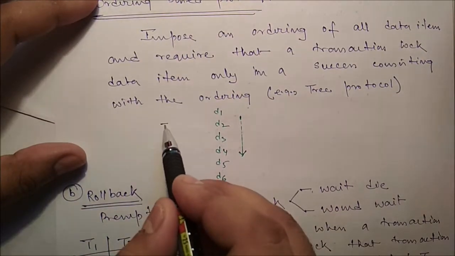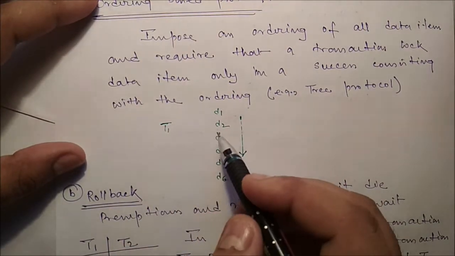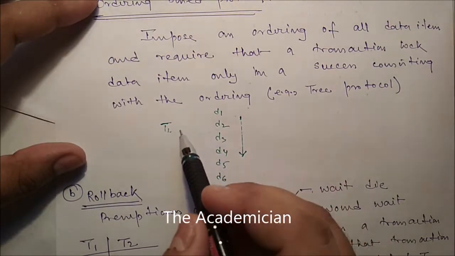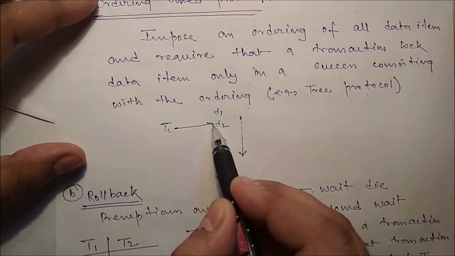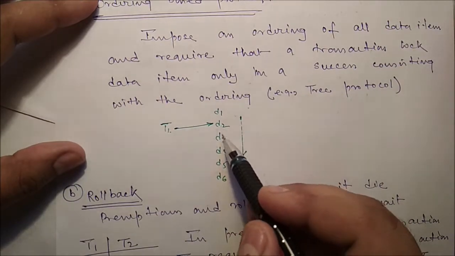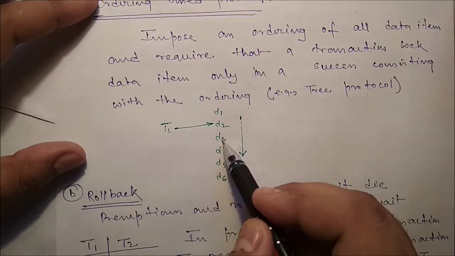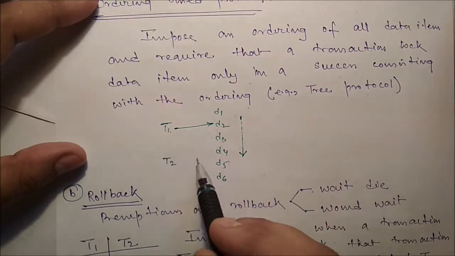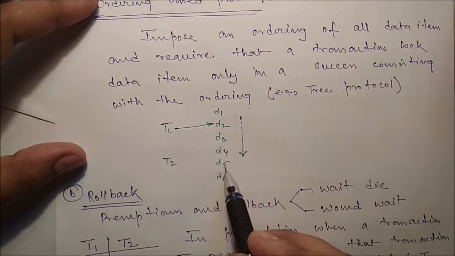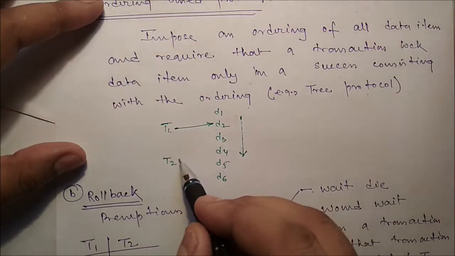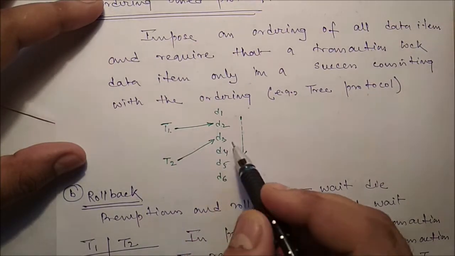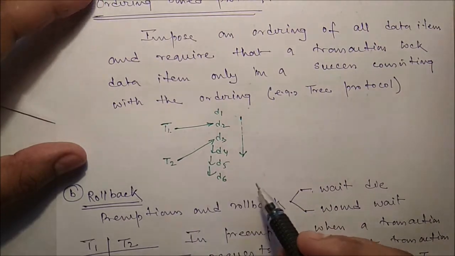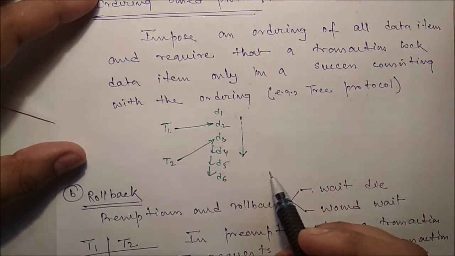Now suppose transaction T1 needs D2 and D3. So it always starts from D2, then it can take D3. Now suppose T2 needs D3, D4, D5, D6. So first it acquires D3, then it will take D4, D5 and D6. Are you getting this one?